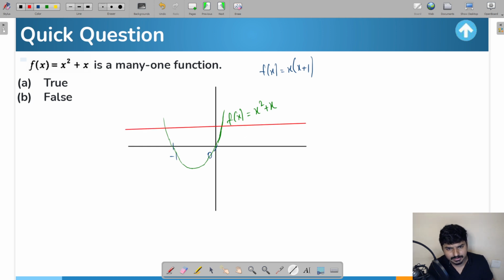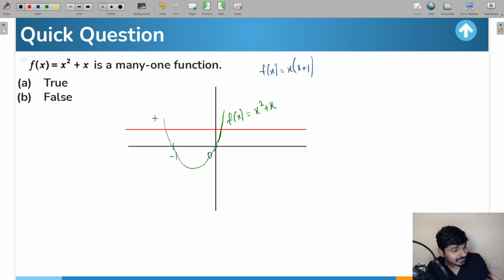If you draw a horizontal line, see at how many points it intersects. Definitely it intersects at 2 points. So what does that mean? Will it be a one-one function? No. But is it a many-one function? Yes, it's going to be a many-one function. So the answer for this one is option A, true. This is a many-one function. I hope this question is also clear for everyone here.